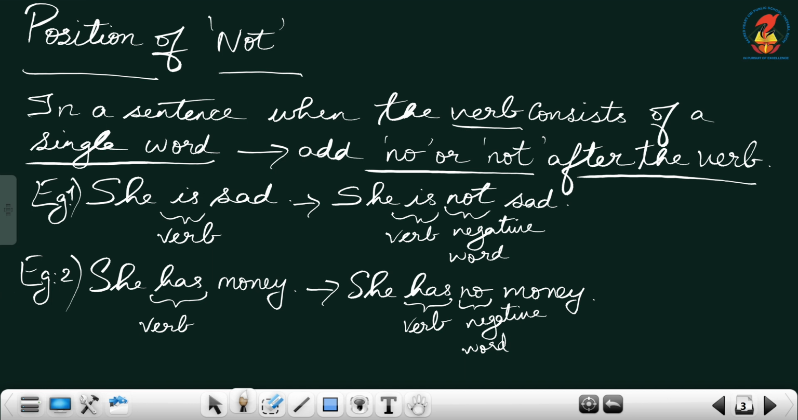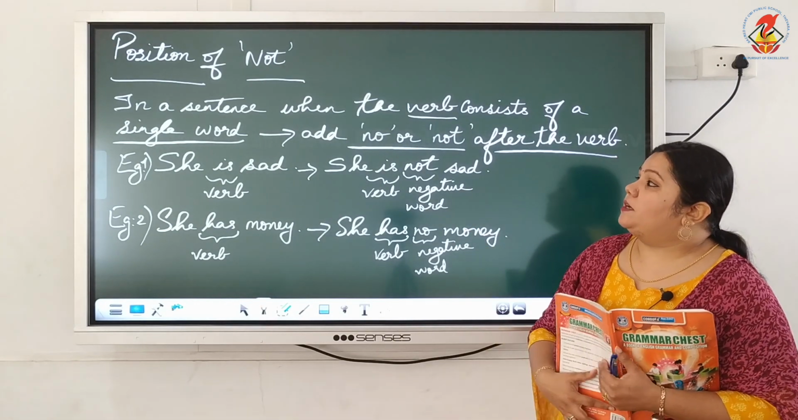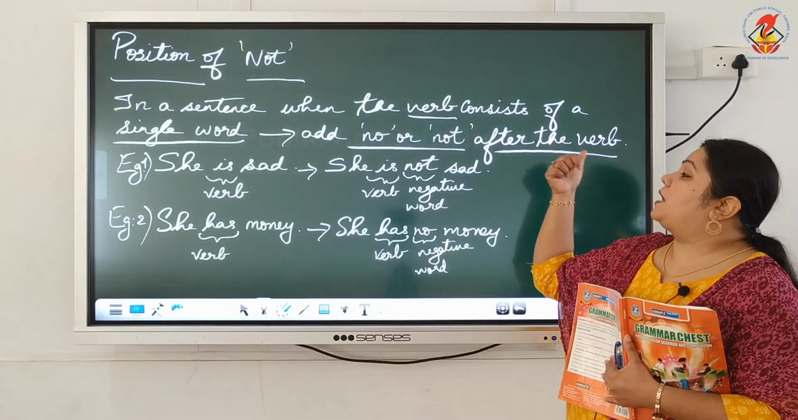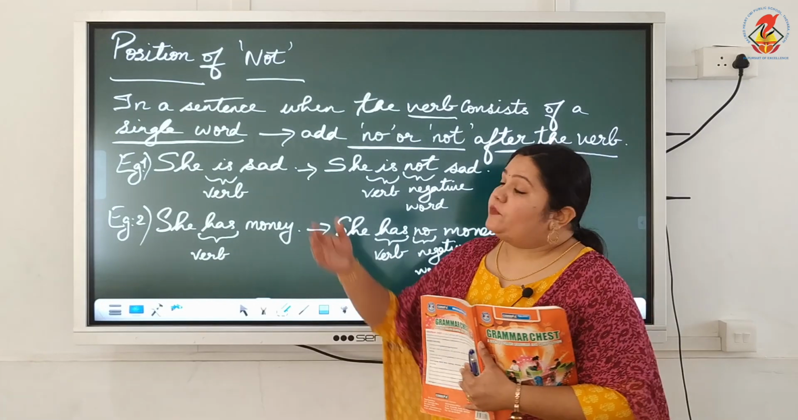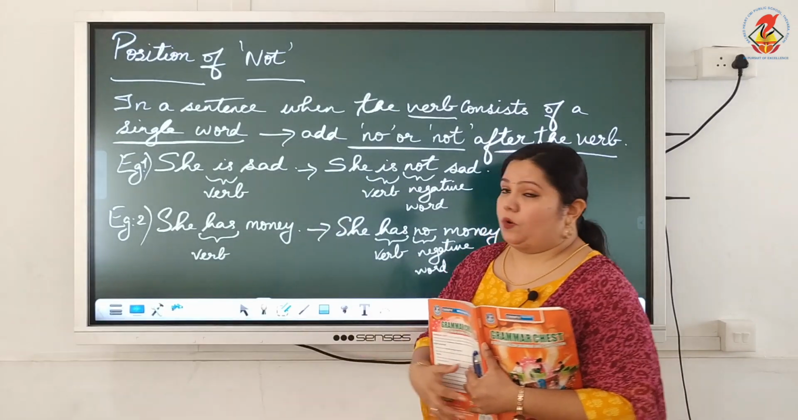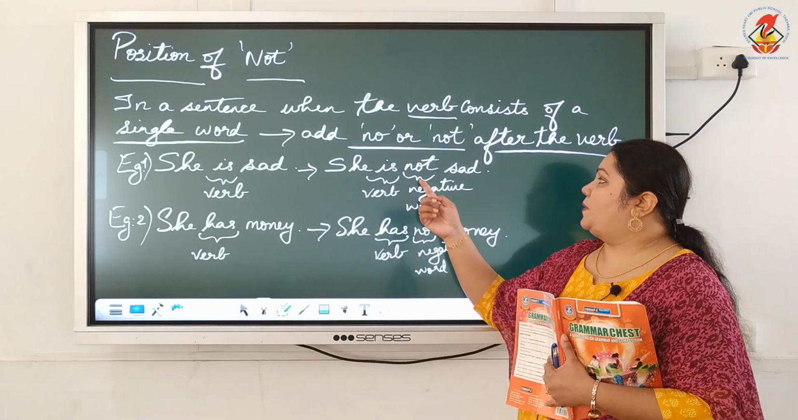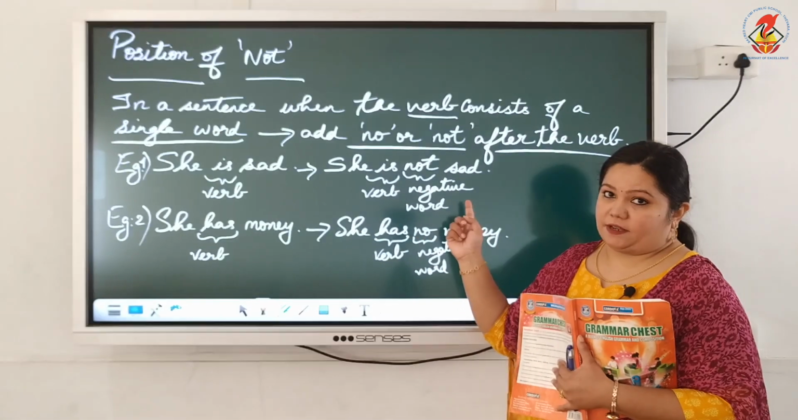To make that sentence into a negative sentence, we add the negative word not soon after the verb is over here. So she is not sad. Is is a verb, not is a negative word, and we have changed that positive sentence into a negative sentence. So in a sentence when the verb consists of a single word, we add no or not after the verb. That is what we have done over here. She is sad, this is a positive sentence. We change that into negative by saying she is not sad.